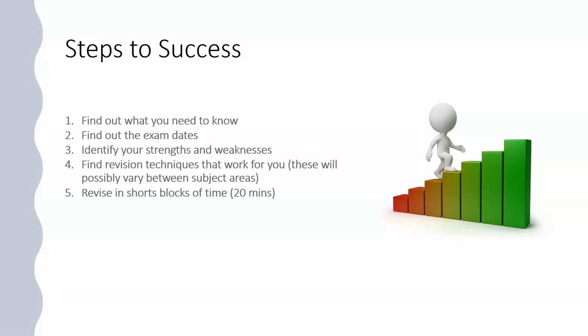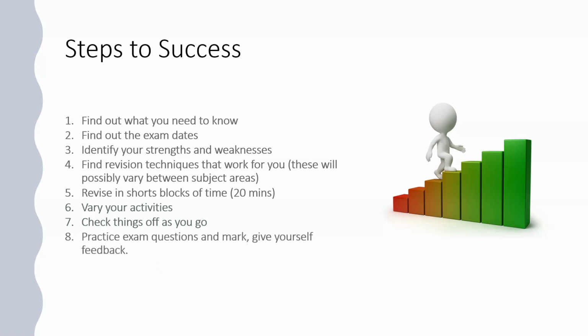When you revise, you've got to revise in short blocks of time, around 20 minutes, and make sure you get a little break before then changing to something a bit different. And that's varying activities. We'll look at each of these further. Check things off as you go. Checklists are fantastic when you're revising because they show you where you're at and what you need to do further. And then once you've done revision, you need to practice exam questions, mark them, and give yourself some feedback. And anything you find tricky, you've got to get advice from your teacher.